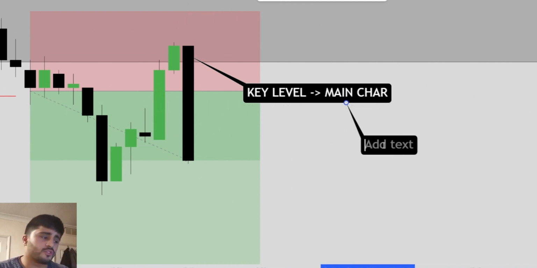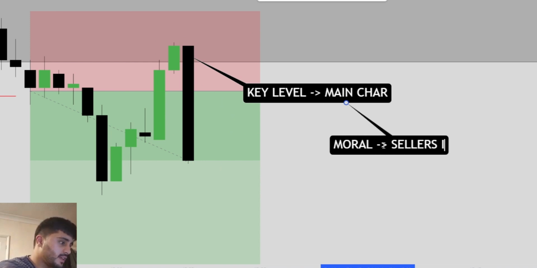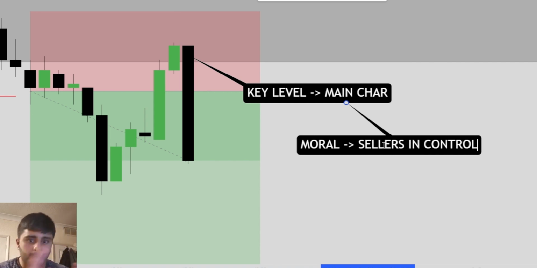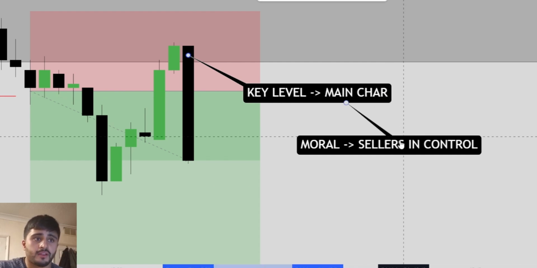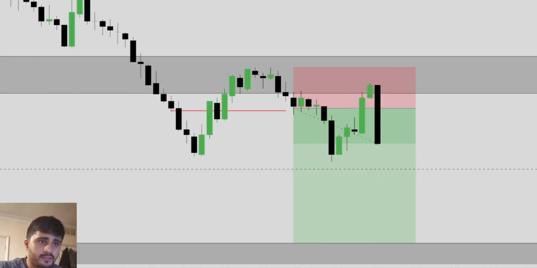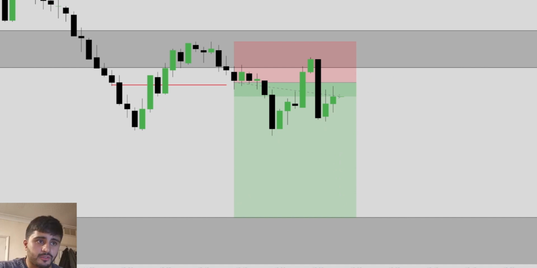So the moral of the story is nice and simple. The moral is that sellers are in control. Sellers in control. Simple as that. That's it. That is the whole story arc to my trading. I know I've been talking a lot, but that is basically how I took this short, right?